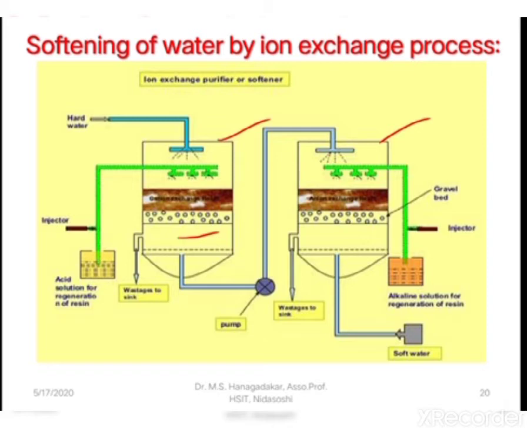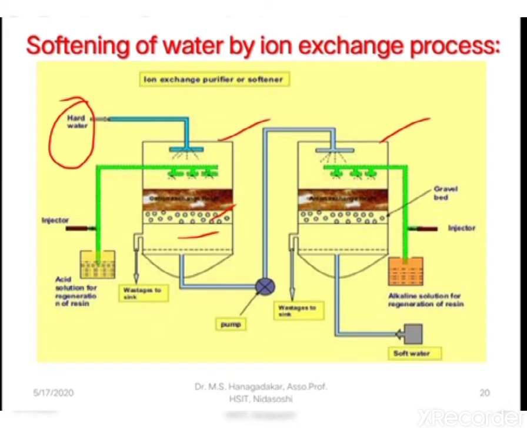whereas in the second compartment, the middle portion is filled with anion exchange resins supported by a gravel bed. From the top of the cation exchange compartment, we supply the hard water. The hard water containing calcium and magnesium ions is allowed to pass into the first compartment containing cation exchange resins.